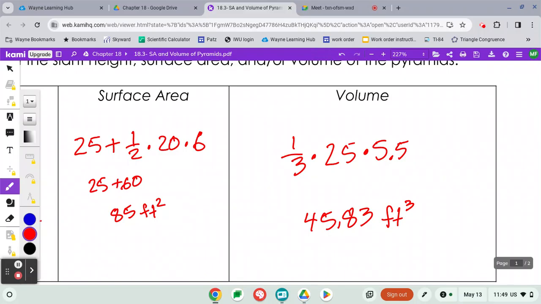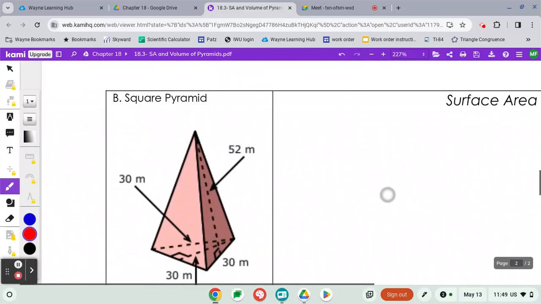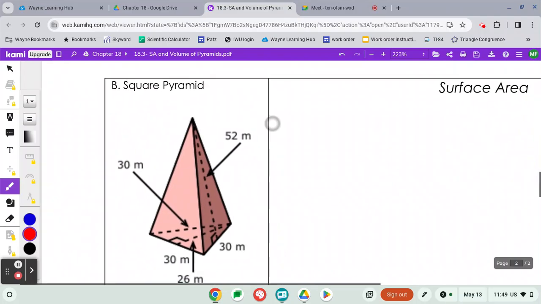All right. Look on the back. And I have a typo here. It's none of the numbers. It's in my label. What do you think is wrong with this? It's not a square pyramid. What type of pyramid is this?